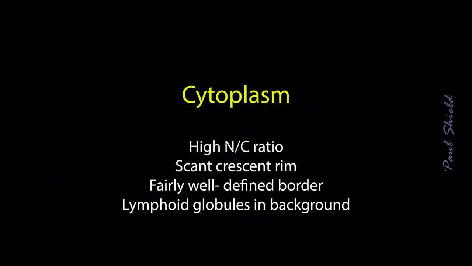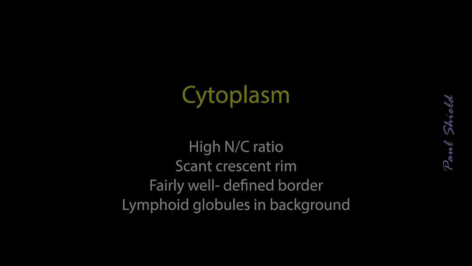Cytoplasm with lymphoid cells is usually quite sparse, and they have a high NC ratio. Normally you can just see a blue crescent moon shaped rim of cytoplasm around them, especially on the Diff-Quik slides. It can be difficult to see on PAP slides sometimes. The other thing you will see sometimes are little fragments of cytoplasm in the background of slides with lymphoma, and those are called lymphoid globules. We'll look at those.